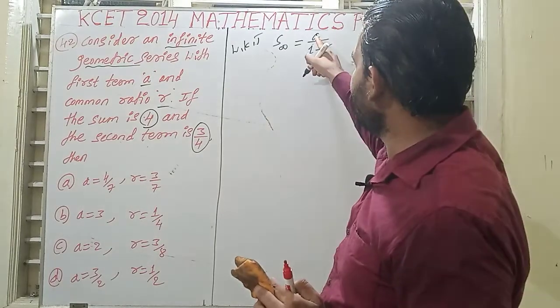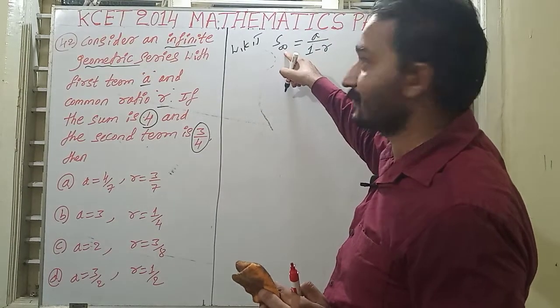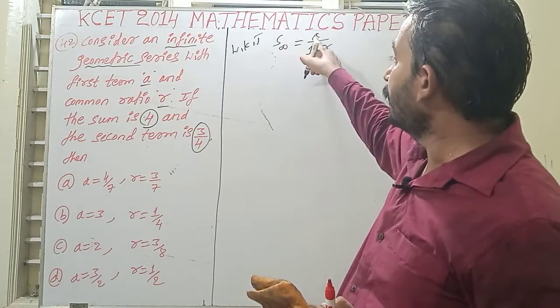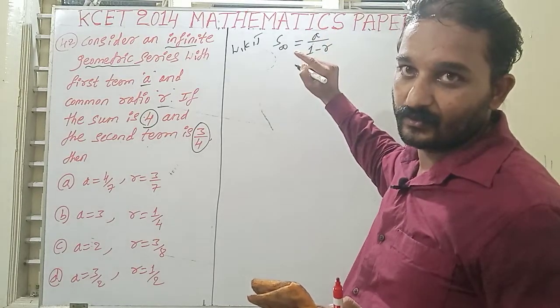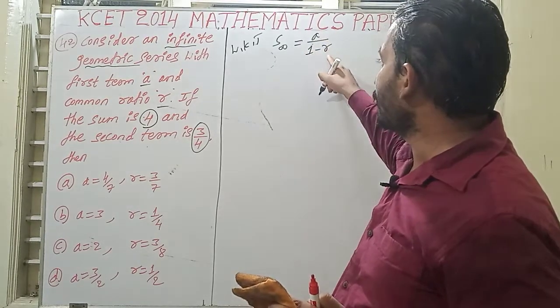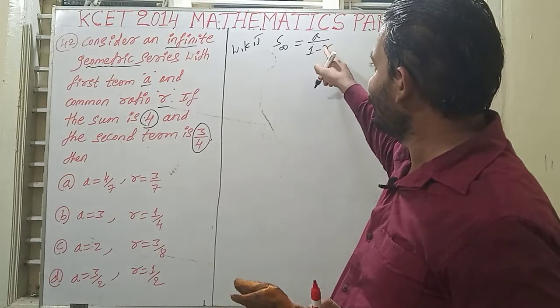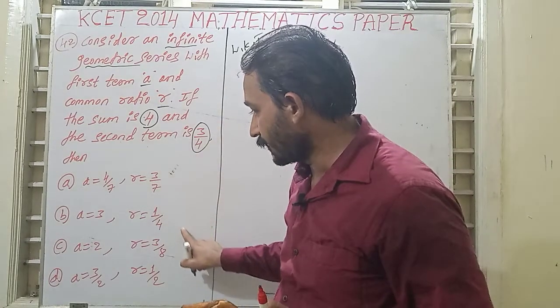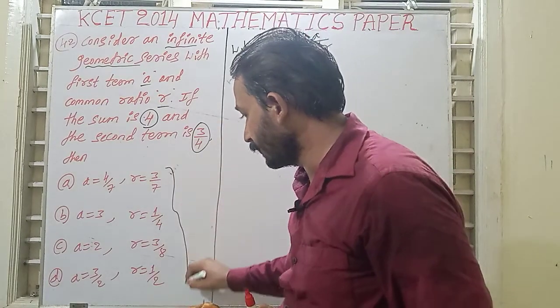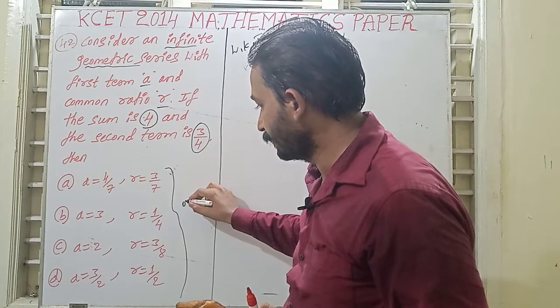So we have to find A and R. In this case, 3 parameters are there: S infinity, first term, common ratio. The first term and common ratio are in the options.